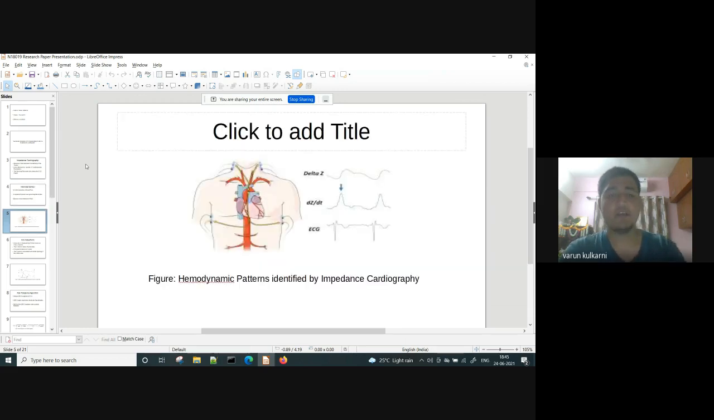Here we can see a diagram which shows the hemodynamic patterns identified by impedance cardiography. Impedance and hemodynamic patterns are also important because impedance cardiography has also been used in this research paper.